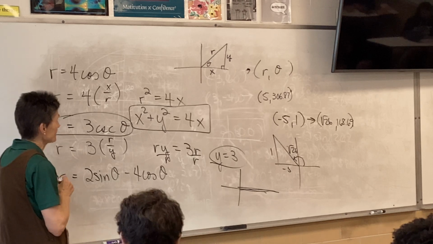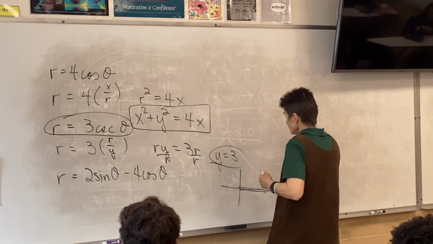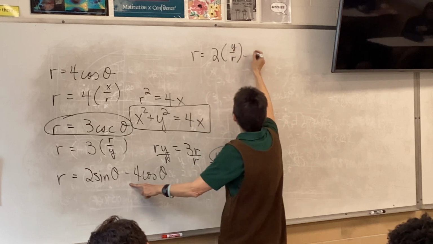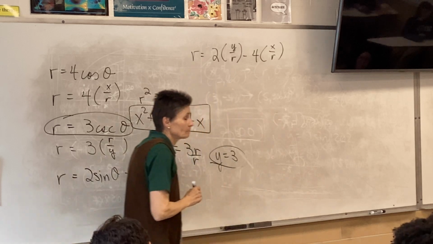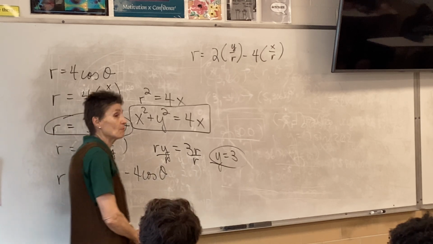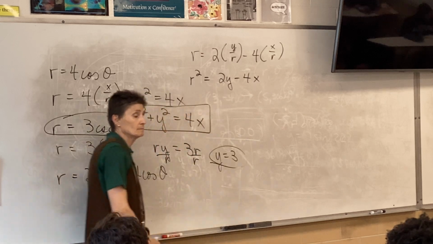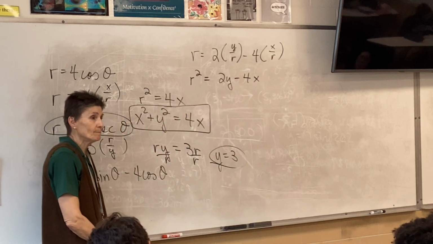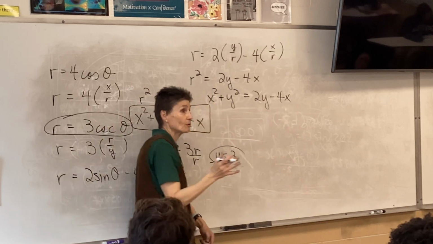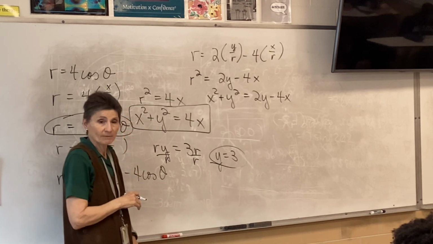Okay, what about this one? This one looks a little more challenging. What do you want to do with it? So change your functions. So r equals 2y over r minus 4x over r. Multiply out the r's. So we have r squared equals 2y minus 4x. And what's r squared? X squared plus y squared. And that, my friends, is another circle. It's not centered at the origin because of all that adding and subtracting that's going on, but it is definitely a circle.